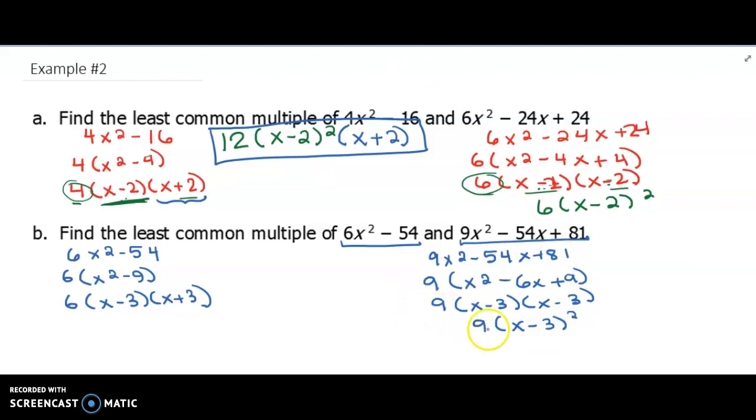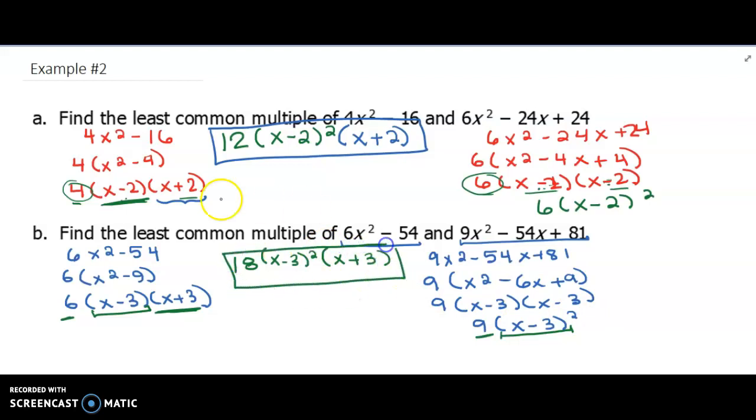Okay, so now that both of them are factored, I want to look at this. So 6 and 9, I want to find the least common multiple of 6 and 9. Okay, so the least common multiple of 6 and 9 would be 18. I have an x minus 3 over here, and I have an x minus 3 squared over here. And remember, I have to take the bigger of the two, so I'm going to keep the x minus 3 squared. Okay, and last but not least, I have this x plus 3 here that I need to account for. I don't have an x plus 3 on the right side, but it doesn't matter. I still have to account for it. So this is x plus 3. Here's my least common multiple of the two.